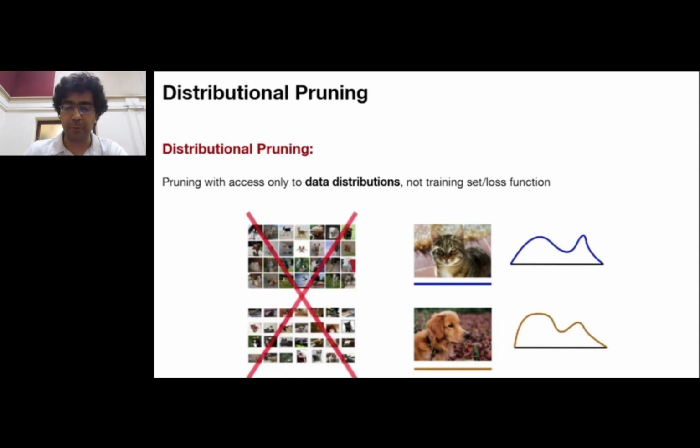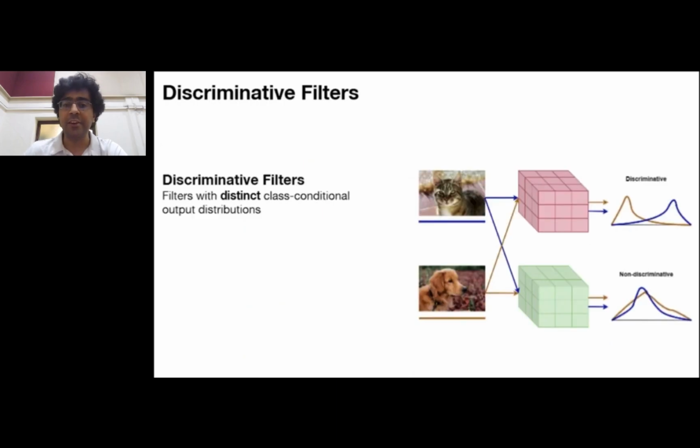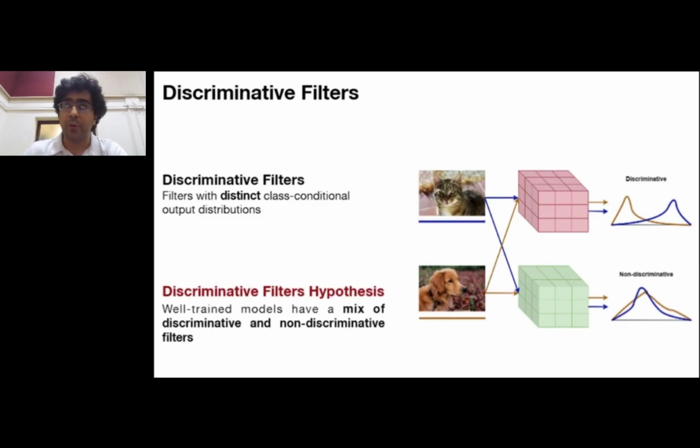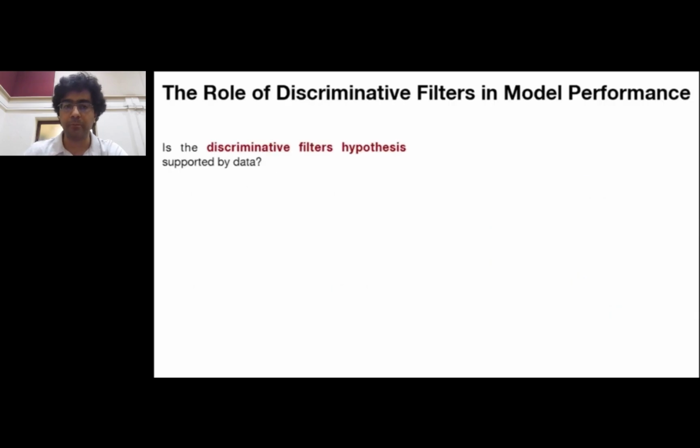of the data distribution. The key idea in this work is the idea of discriminative filters, which are filters with distinct class conditional output distributions. We have made the empirical observation that a variety of models possess a mix of discriminative and non-discriminative filters. This leads us to propose a hypothesis that well-trained models possess such a mix of discriminative and non-discriminative filters, and we call this the discriminative filters hypothesis.